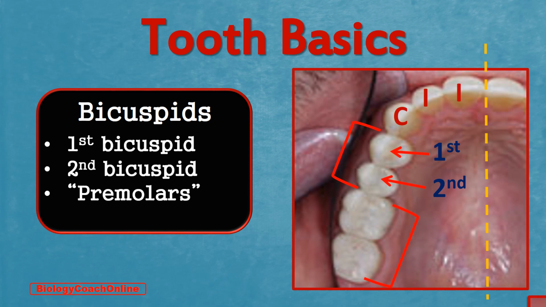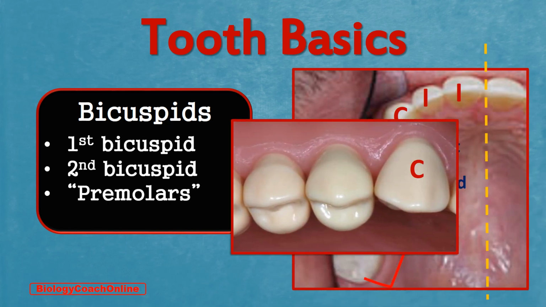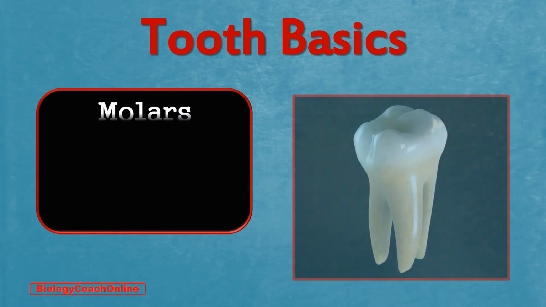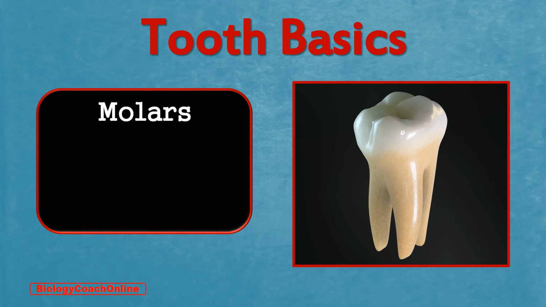So here's another look at these teeth. Here's your cuspid, here's your first bicuspid with its cusps here and here, and your second bicuspid with cusps here and here. Our 4th and final tooth type is the molar. Now molars are large teeth with at least 3 and up to 5 cusps.